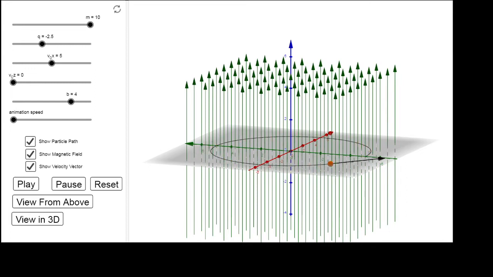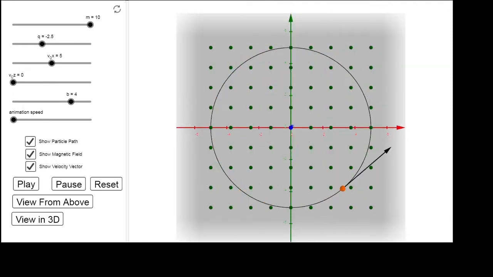As you can see, the particle is going to acquire a circular motion, describing a circular motion around the z-axis. If you see it from above, if the particle enters with a velocity that is at 90 degrees in relation to the magnetic field, this particle is going to rotate around the z-axis. Very interesting result.